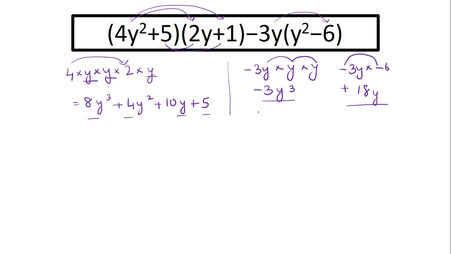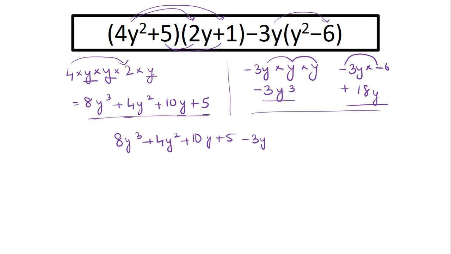Now I have to see what I am forming. Do I have any like terms? Because this and this, everything is the same. They're all in one single line. Let me just write them down. So I have 8y cubed plus 4y squared plus 10y plus 5, and then I have a minus 3y cubed plus 18y. Now this 8y cubed and minus 3y cubed, they are the same family because both of them have a y cube, which means I can easily add or subtract them.